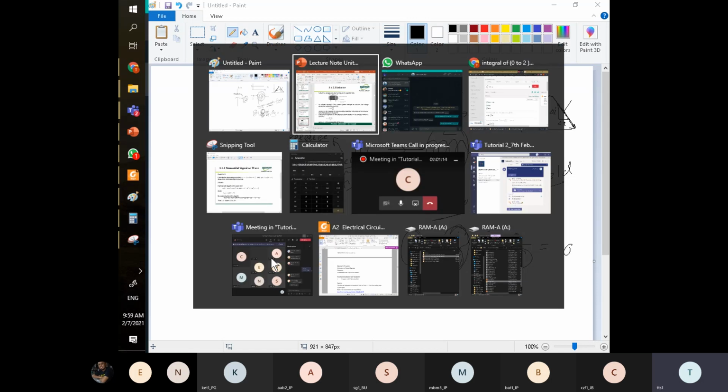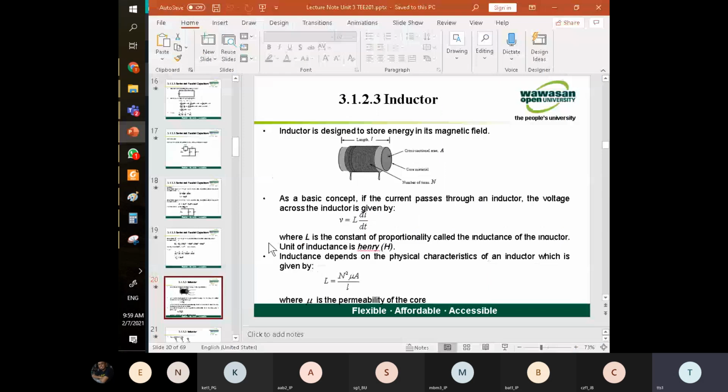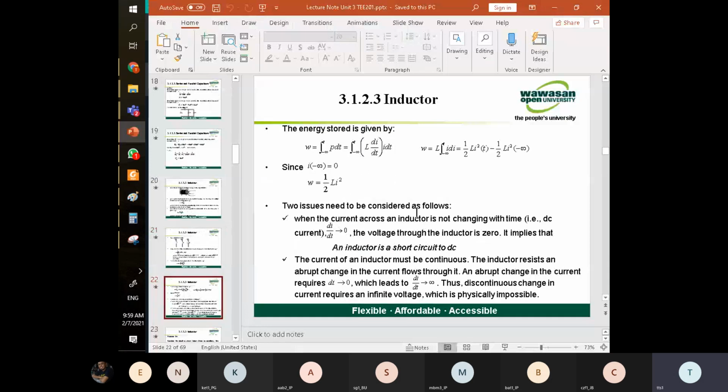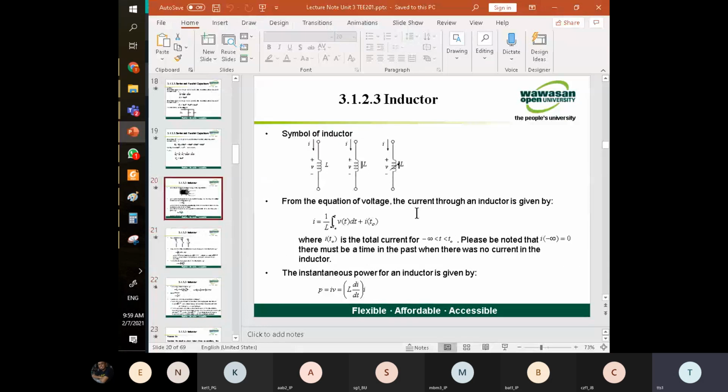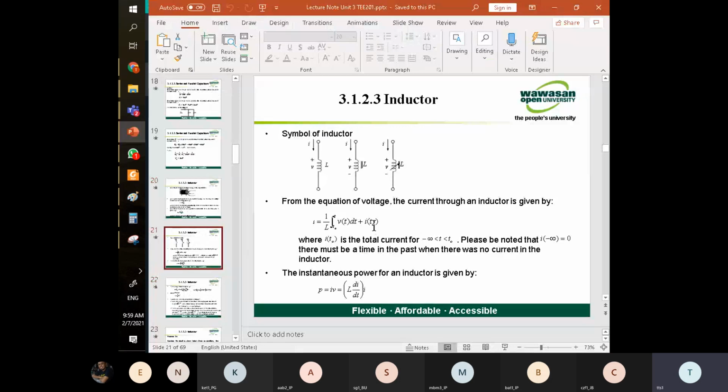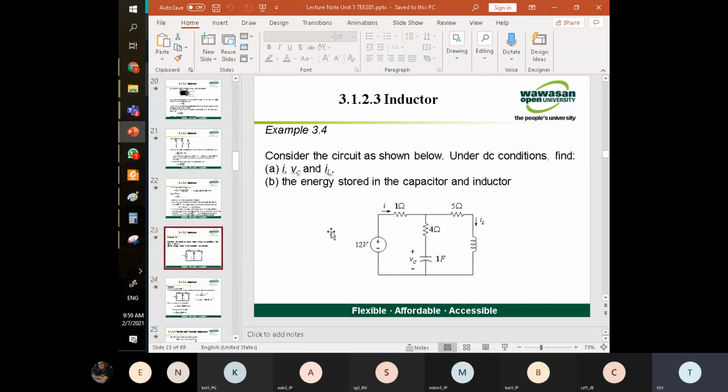You will see later on, besides all these fundamental equations, I equal to Q over T, V equal to L di/dt. Now here, V equal to L di/dt, and I equal to 1 over L times the integration of V dt. They are just the opposite of the capacitor if you compare them with each other, right? And the way they behave is also opposite.